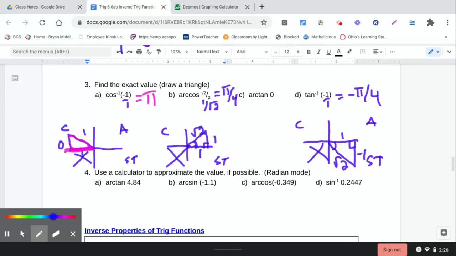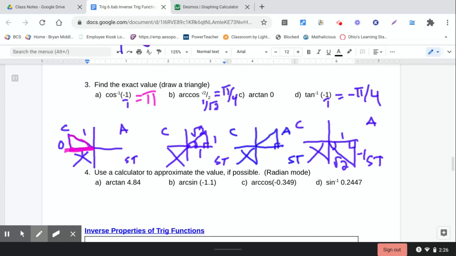And for our last one, arctangent of 0. So we're thinking about CAST. Now 0 is not positive or negative. Go ahead and just draw it in the first quadrant. That's fine. So we have opposite side is 0 and 1. If you do the Pythagorean theorem, that's also 1. So this is another triangle where these two sides are the same and that side's 0, which means this triangle is smashed all the way down right here. And our answer is 0.